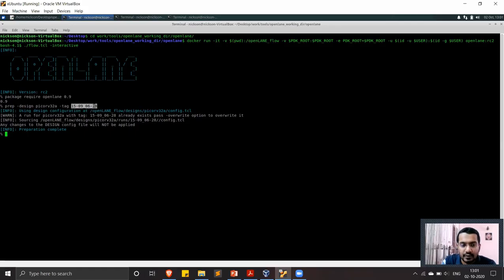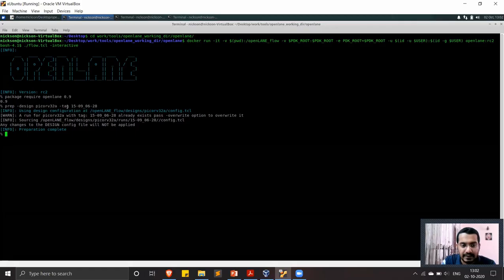And if you want the configurations from the last run without overwriting with new configurations, you have to do it like this: prep design, the design name, minus tag, and the name of the folder where you're doing the experiment. Say, for example, in the fresh run, you don't want to change the tag name. That is, you don't want to create a new folder, but you want to include new configurations in the config.tcl. So in that case, you have to include a minus overwrite option along with this.